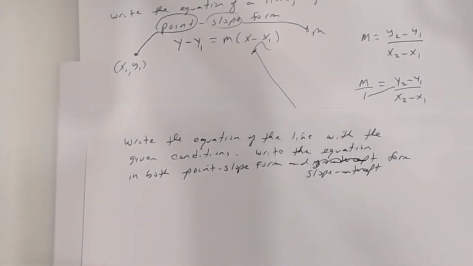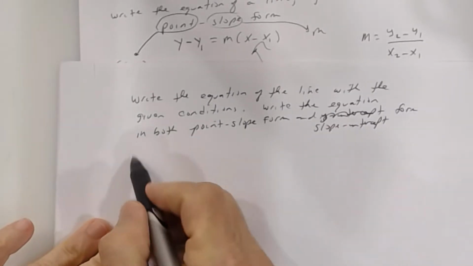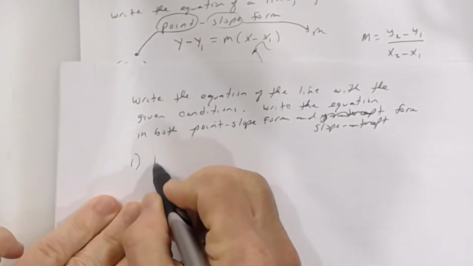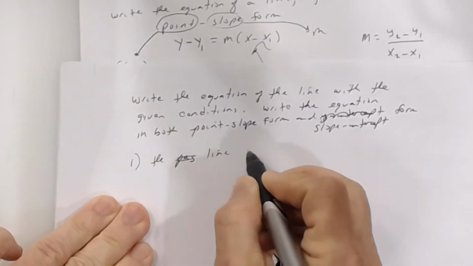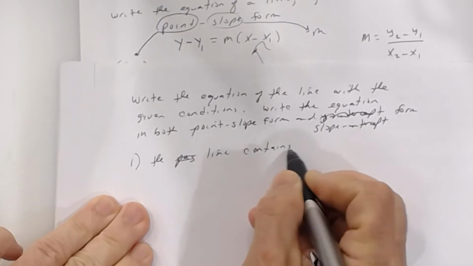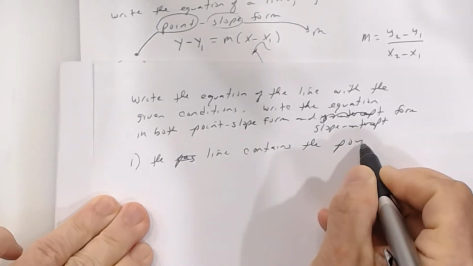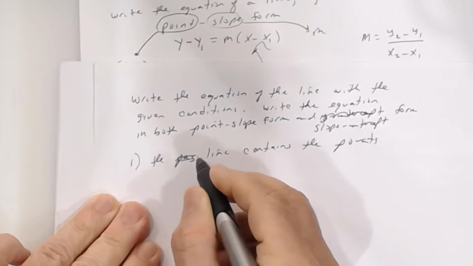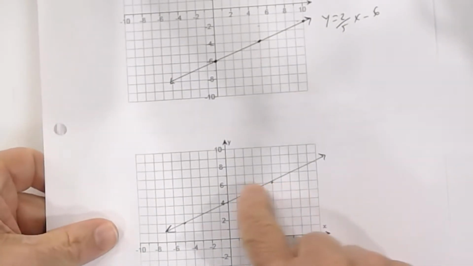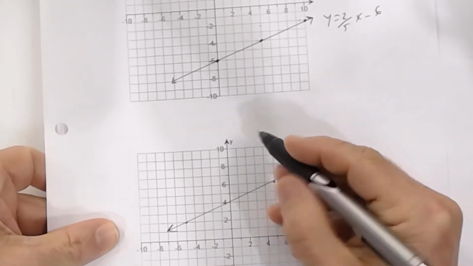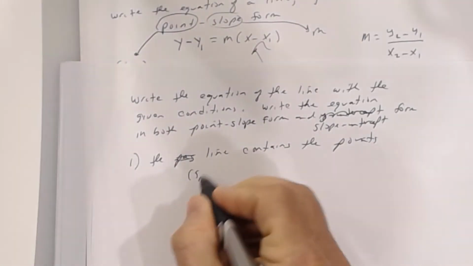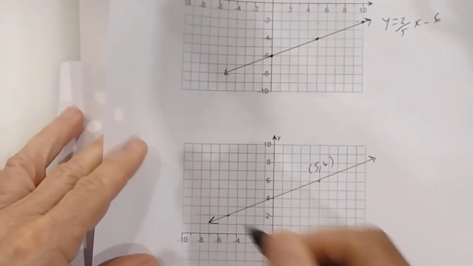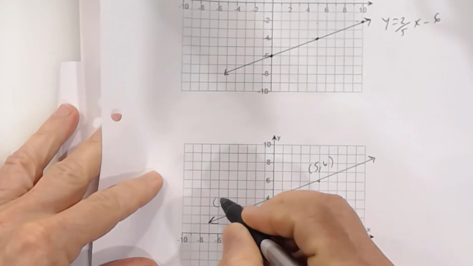All right, so let's go back to the one we were just talking about. The one I just gave you is this. Number 1, the line contains the points we had said 5, 6. That's the point 5, 6. And the other point, let's say, is negative 5, 2.